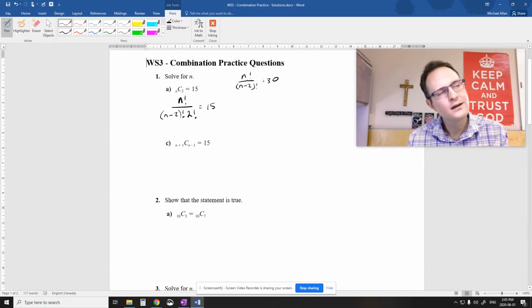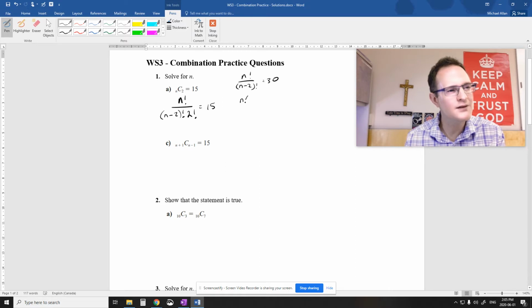Then I'm going to expand out that n factorial to n times (n minus 1) factorial, but that doesn't cancel out, so I'll keep on going and stop at (n minus 2) factorial. So (n minus 2) factorial is going to reduce out. It's going to be equal to 30. And at the same time, I'm going to multiply that up because it's going to end up being a quadratic. That's fine.